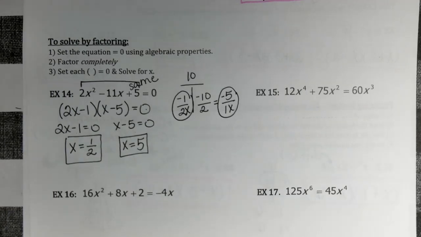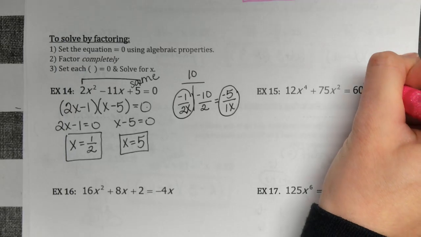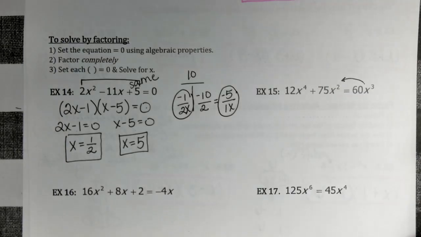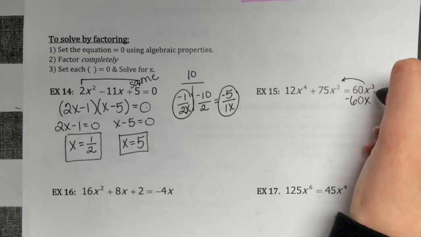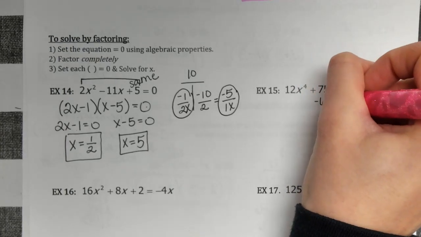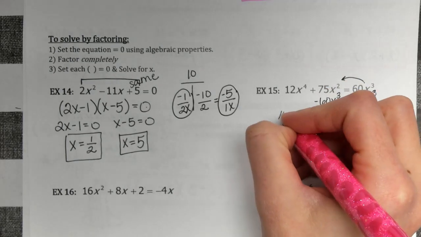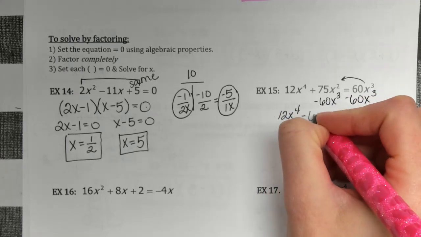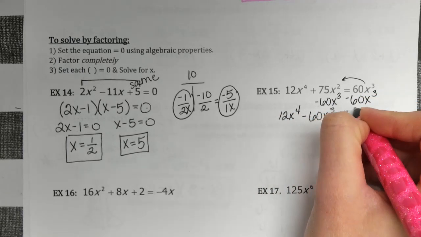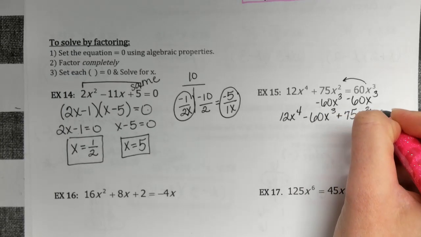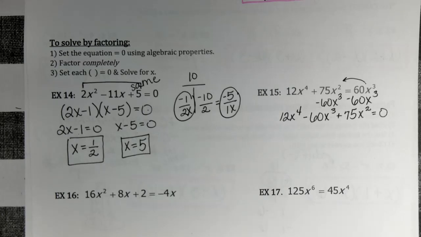So for our next example, we've got 12x to the 4th plus 75x squared equals 60x cubed. If I need it equal to 0, I need to move this 60x cubed over to the left. Okay, so I'm going to subtract 60x cubed. And when you rewrite it, make sure you have the right order, going from highest exponent down to your lowest. So it's going to be 12x to the 4th minus 60x cubed plus 75x squared equals 0. And then, what do we need to check for? GCF. What would be my GCF?